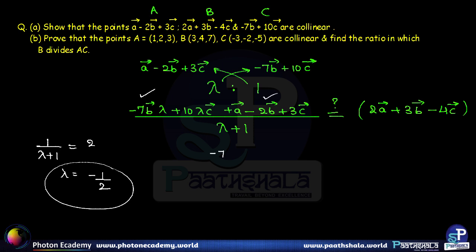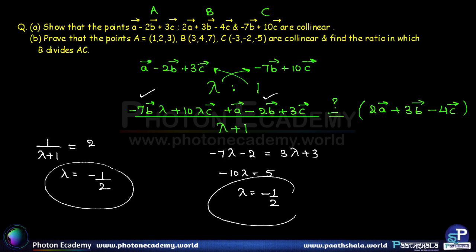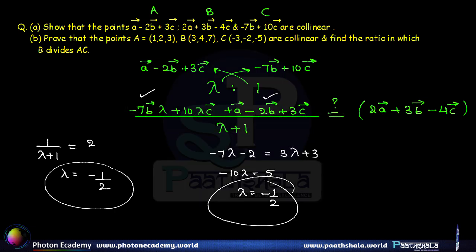So that is minus 7 lambda minus 2 is equal to 3 into lambda plus 1. So 3 lambda plus 3. Now this is 10. So minus 10 lambda is equal to 5. So lambda is equal to minus half. So yeah, we are getting lambda is minus half again. Let's check for C as well.